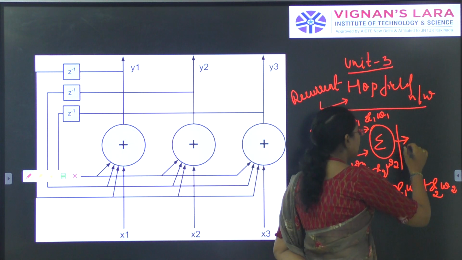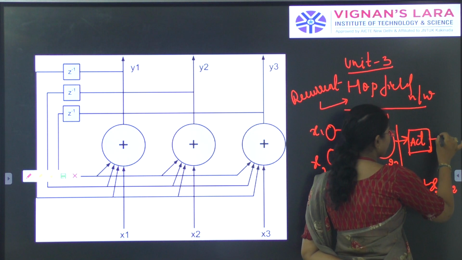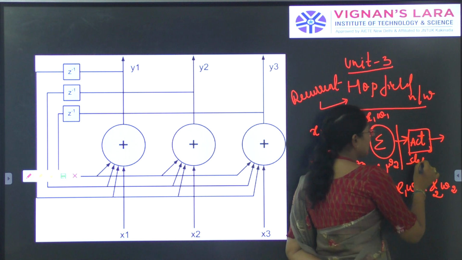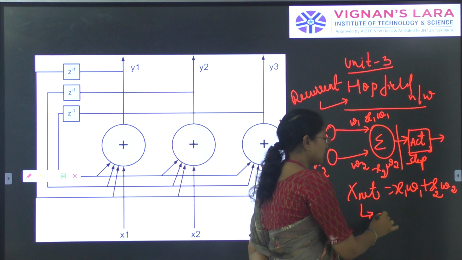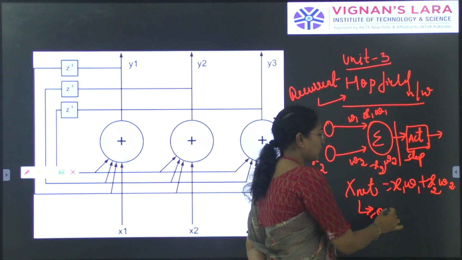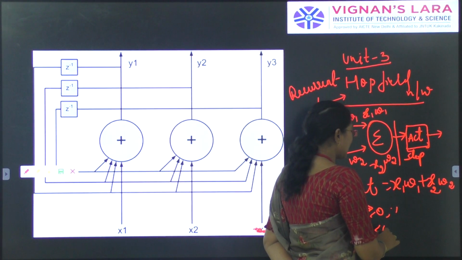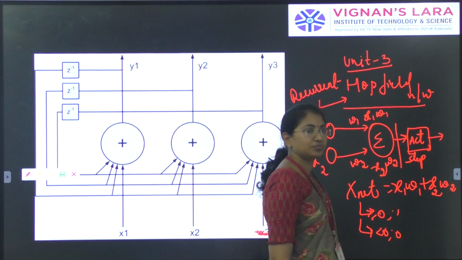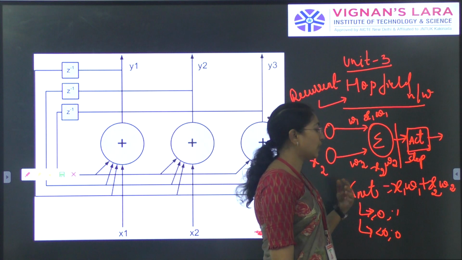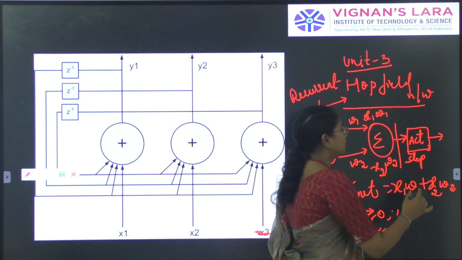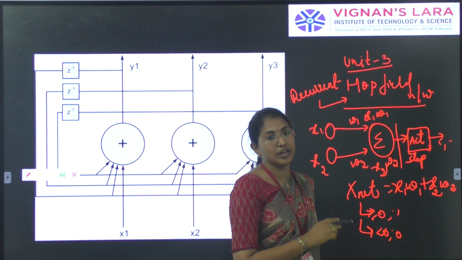Now it is passed through an activation function, let it be a step activation function. So by comparing this x net with 0, if it is greater than or equal to 0, you will get output as 1. If it is less than 0, you will get output as 0. So let this x net be greater than or equal to 0 and you are getting output as 1 from the neural network. This is basically a feed forward neural network.